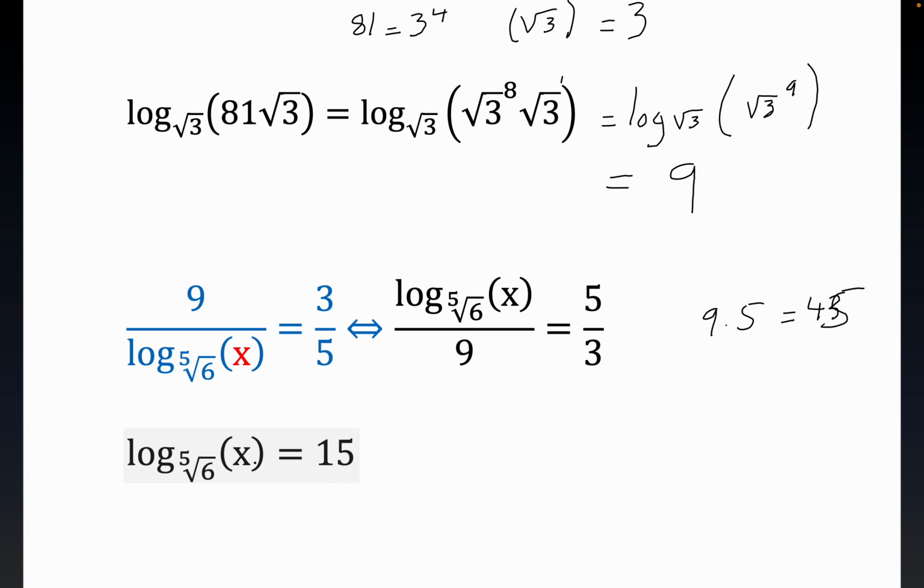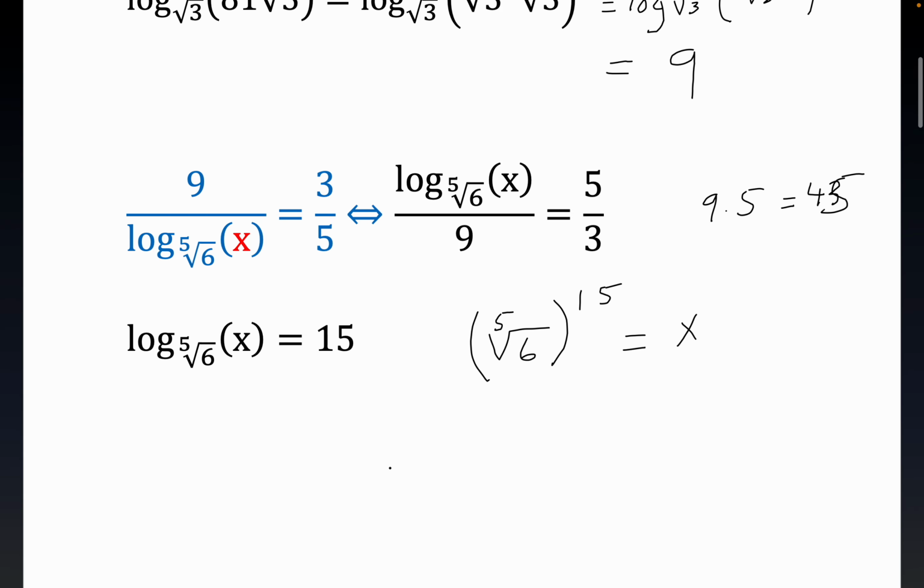Now, again, every logarithmic statement has a corresponding exponential statement. So we can rewrite this as the 5th root of 6 raised to the 15th power equals x. And this is the exponential statement that is absolutely equivalent to this logarithmic statement.